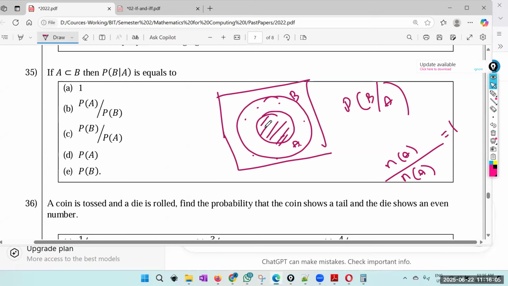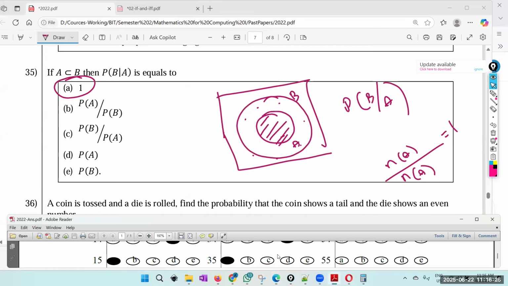So therefore probability is 1. It's something like asking, if you are in the room, what is the probability that you are in the house? Of course, if you are in the room, you are always in the house because the room is inside the house, right? So the answer must be 1. Yes, A, 1.